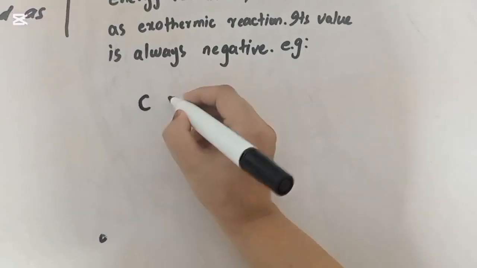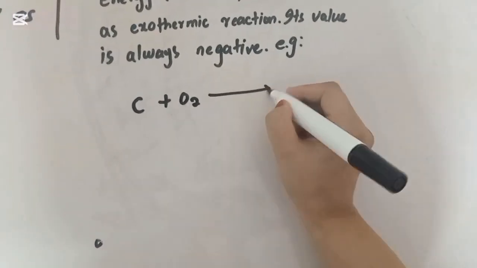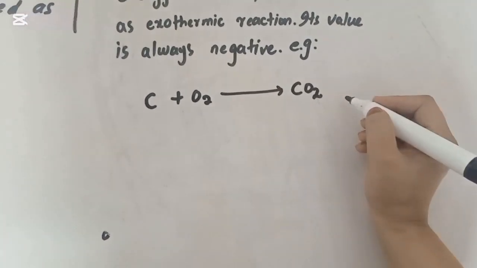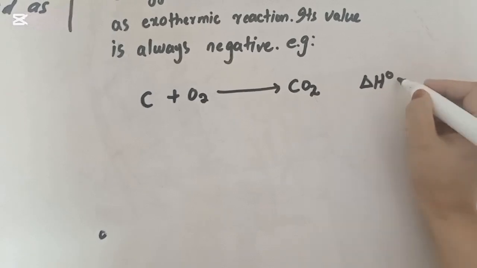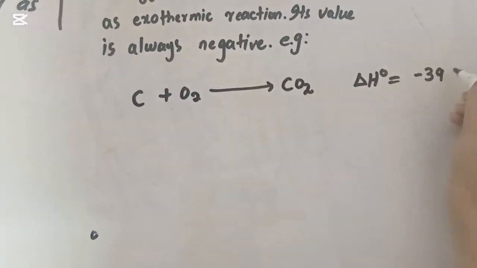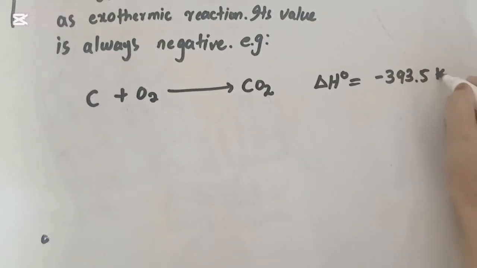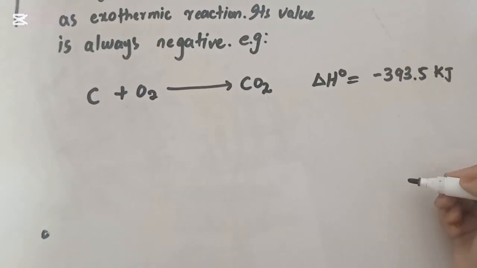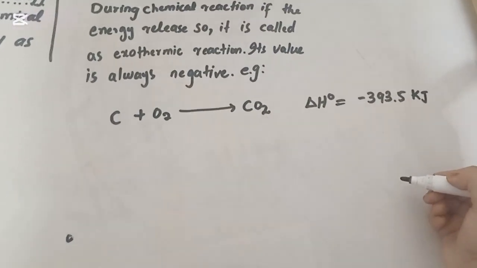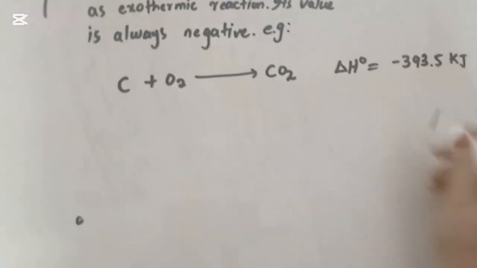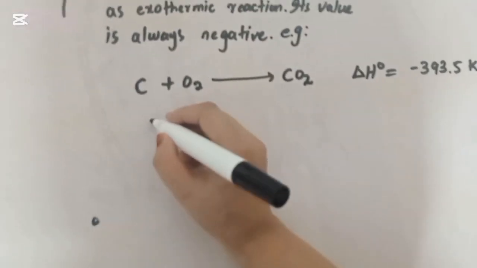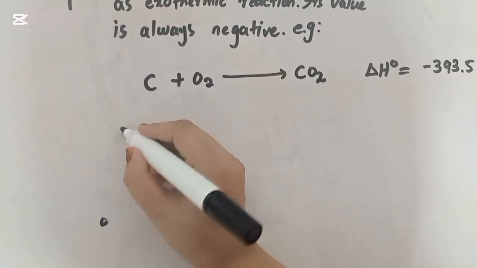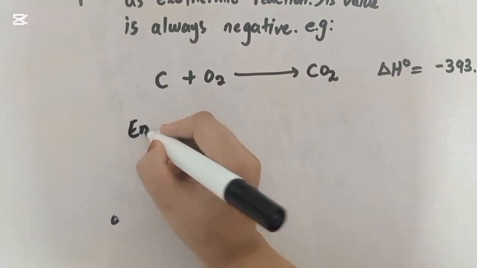For example, when you burn coal in the presence of oxygen, coal is carbon, carbon dioxide will be released into the atmosphere, and we will get an energy change of minus 393.5 kilojoules. This is an example of an exothermic reaction.